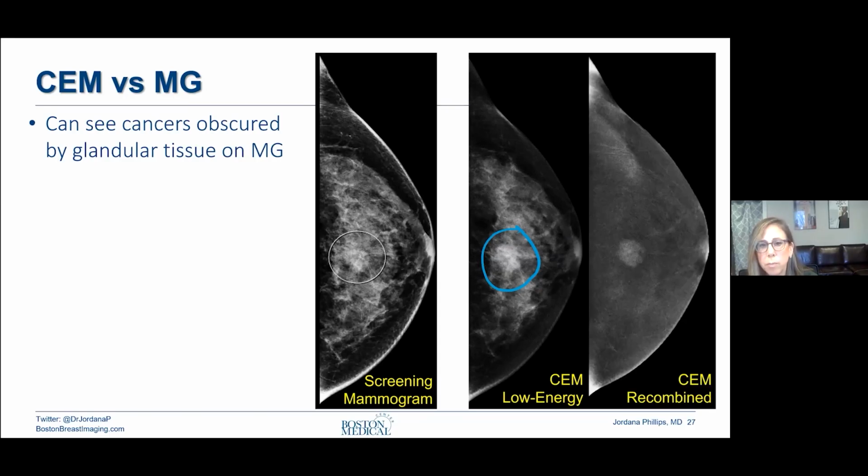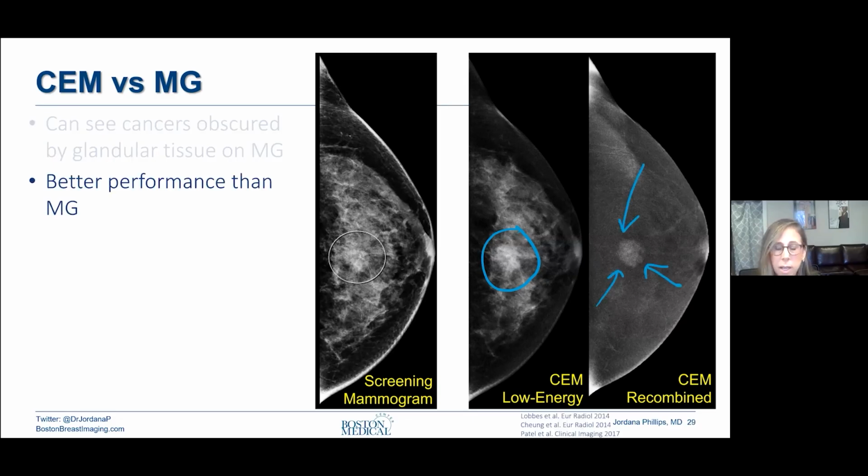When we do the recombined images, we can see that there is definitely an abnormality there. This is a true finding. And we can also see that it's limited to that portion of the breast, and there are no other suspicious areas of enhancement throughout the remaining aspect of that breast. So again, it helps us characterize a lesion and also improves our understanding of if there are other abnormalities throughout the remaining aspect of that breast or the contralateral breast.